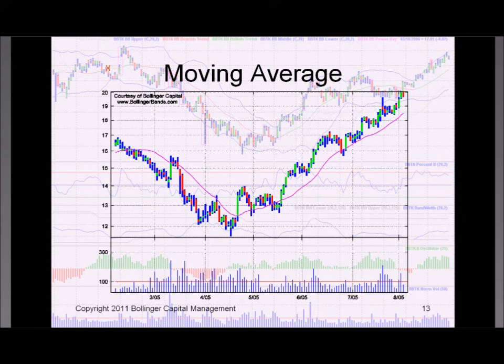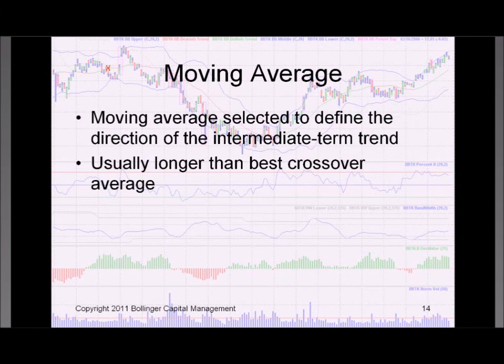I can't emphasize this enough. We want an average that is going to serve as the base of trading bands. We want it to be descriptive of the intermediate term trend. So that's what we have going here. And I give you now a little idealized image of how to select that moving average.